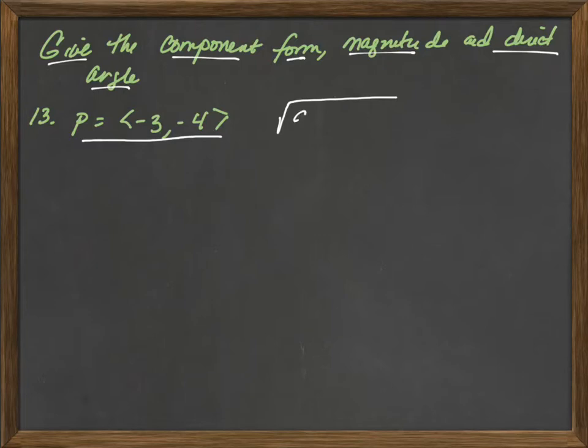so that would be square root of 9. So we'll say the magnitude of P equals the square root of 9 plus 16 under the square root, which is the square root of 25, which is equal to 5. So we have the magnitude of P equals 5. And now we have to figure out what the directional angle is.